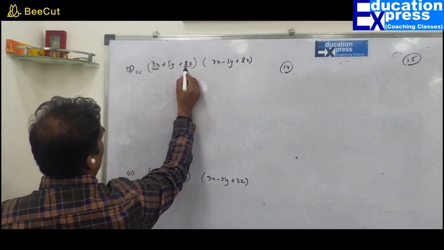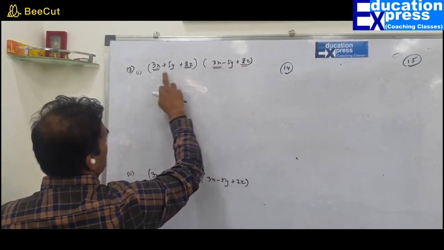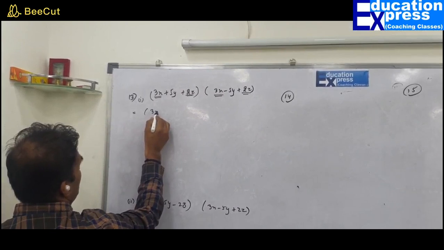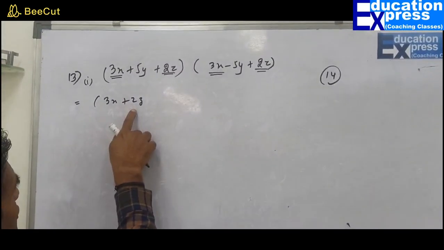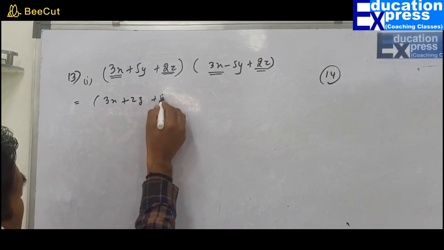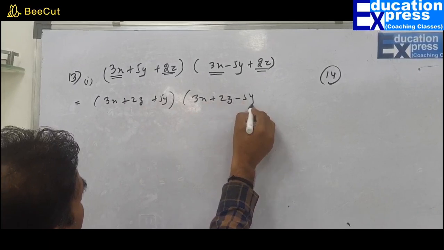two terms which are identical. You can check it. They are identical. No change of sign also. What you can do is bring those two terms which are identical together. So (3x plus 2z plus 5y)(3x plus 2z minus 5y).